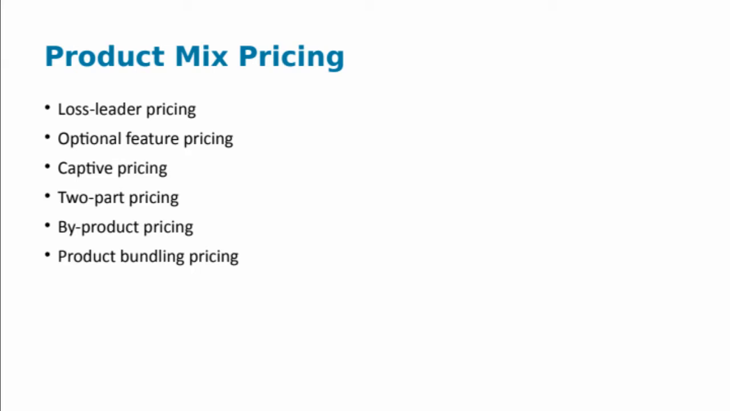Marketers must modify their price setting logic when the product is part of a product mix. In product mix pricing, the firm searches for a set of prices that maximize profits on the total mix. The process is challenging because the various products have demand and cost interrelationships and are subject to different degrees of competition. We can distinguish six main situations calling for product mix pricing: loss leader pricing, optional feature pricing, captive product pricing, two-part pricing, byproduct pricing, and product bundling pricing.